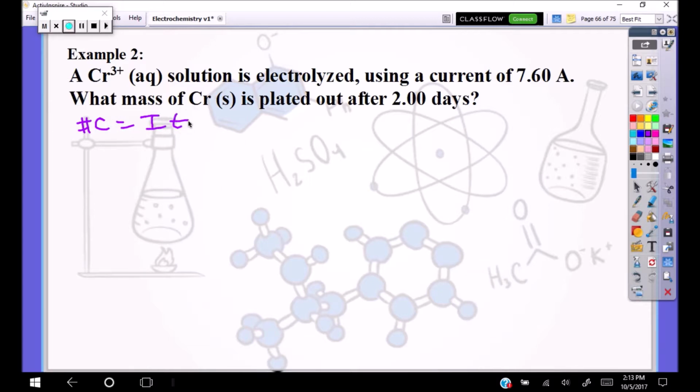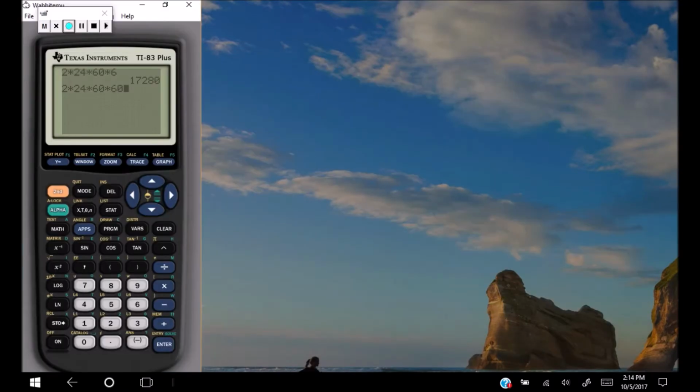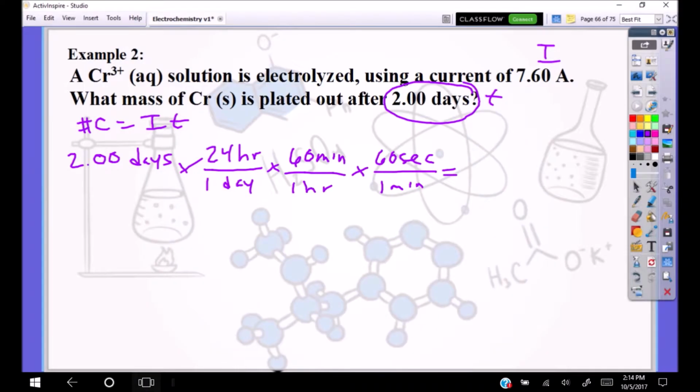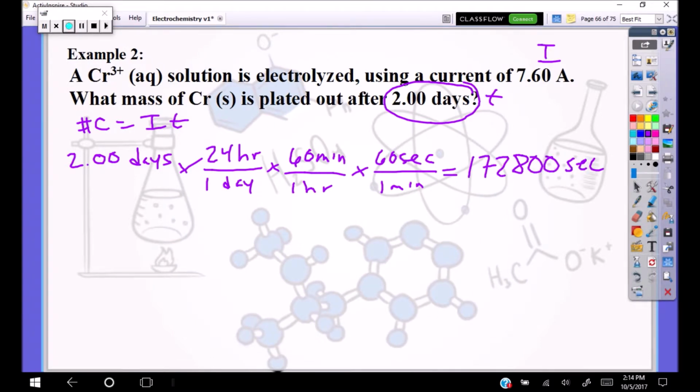We have our I, we have our T. What do we have to be careful of, though? What do we got to look at when we're looking at this number? It's in days, right? So if it's days, what do I have to convert it to? Seconds. Yep. We should get, that's better, off by a factor of 10. 172,800 seconds. So 172,800 seconds is what we're starting with. This is our time that we're going to use in our equation. Okay?